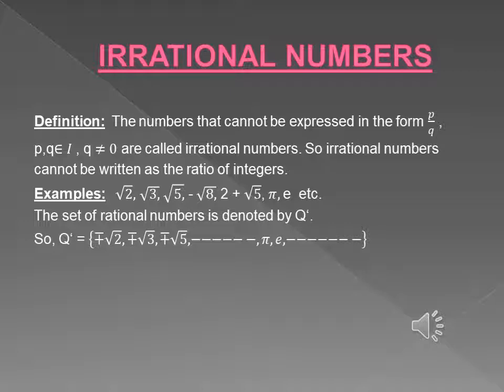The set of irrational numbers is denoted by Q prime. So, the Q prime is equal to plus minus square root of 2, plus minus square root of 3, plus minus square root of 5, and so on, pi, e, etc. So these are all the irrational numbers.